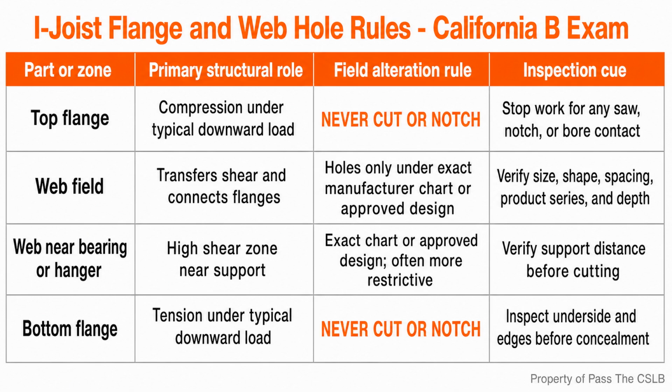I use the exact published chart or an approved design. The load path explains why location matters. Near a bearing wall, beam, or hanger, shear demand is commonly high. Farther toward midspan, a manufacturer may permit a larger web opening because the force pattern is different. That does not make the middle of every joist an automatic drilling zone. It means the manufacturer's table may change the permitted opening as the distance from support changes.